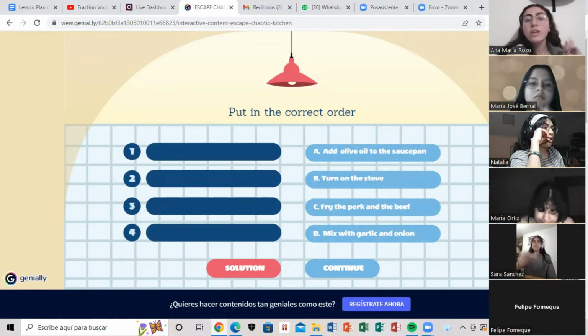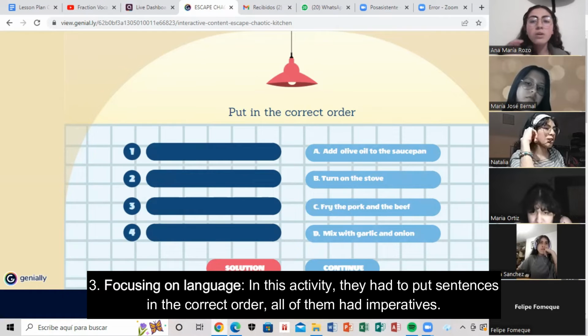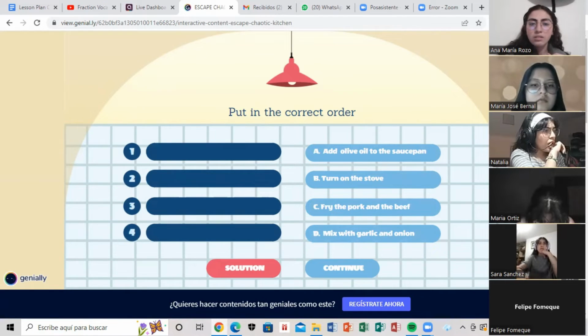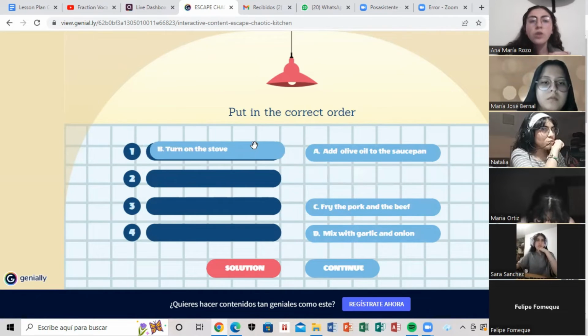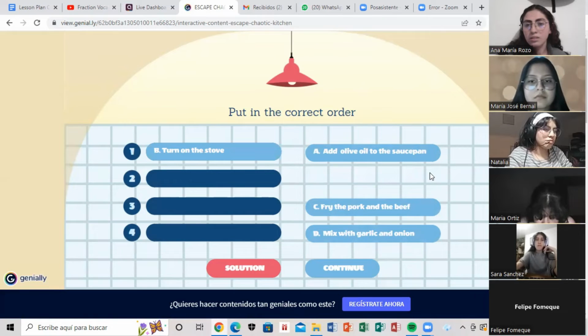Now what you have to do is organize the steps to make the first step of the recipe. Okay, so we have: add olive oil to the saucepan, turn on the stove, fry the pork and the beef, and mix with garlic and onion. Which one would you put in the first place? Turn on the stove. Okay, good. Which one would you put in the second place? Add olive oil to the saucepan. Very good.